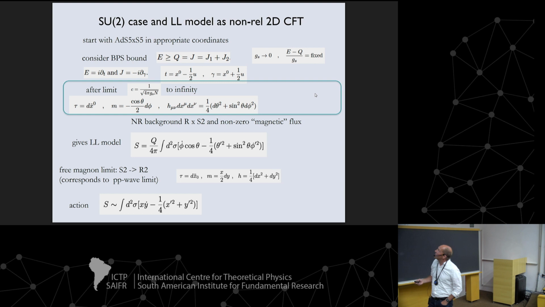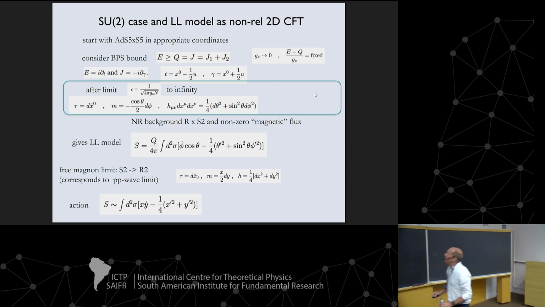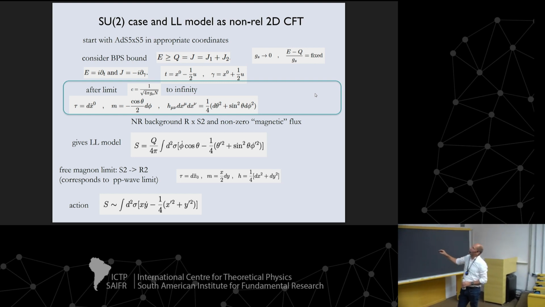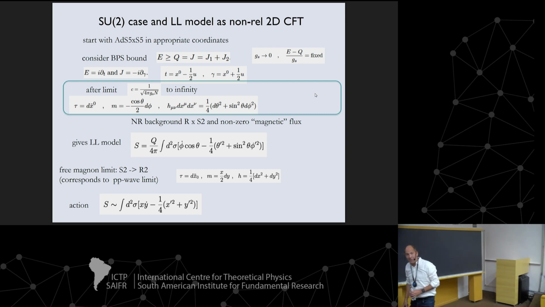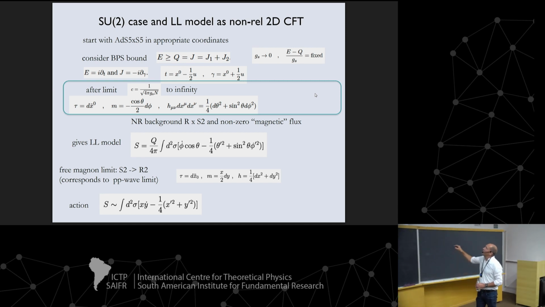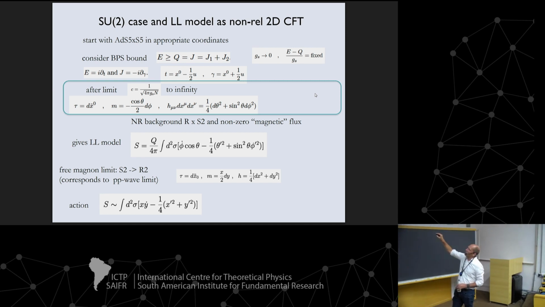So on the next transparency, I have a little bit more detail, not with all the steps, but for example, this is how you can get the Landau-Lifshitz model from this prescription, from the SU(2) case. So consider this simplest BPS bound, where you only turn on two R-charges on the S5. Of course, you have to put some coordinates, so we identify a time coordinate that's dual to the energy, and an angular coordinate that's dual to J.